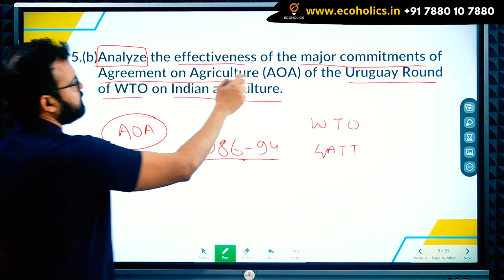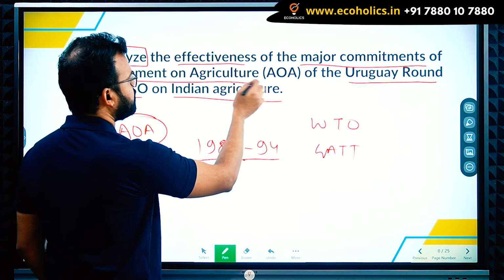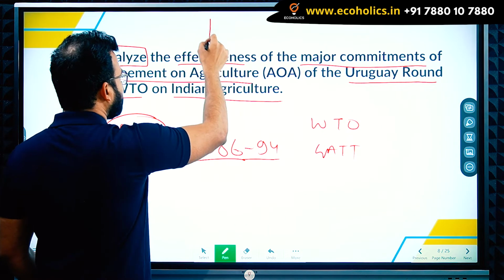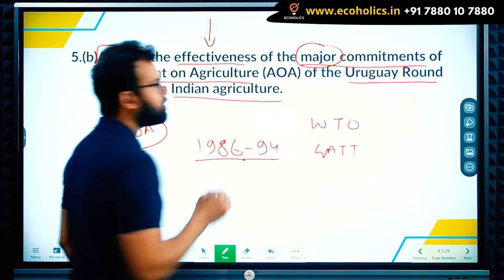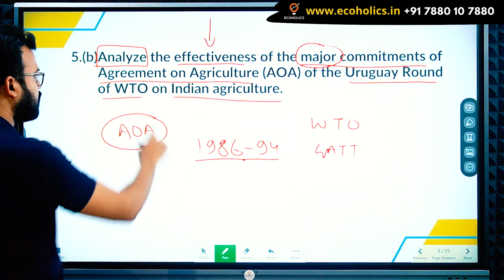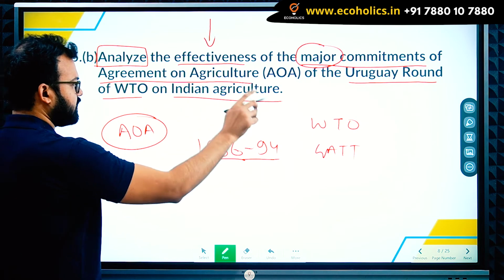Analyze the effectiveness of the major commitments of the Agreement on Agriculture. So what do you have to analyze? Effectiveness of what? Major commitments. So do not write minor commitments. Of this agreement and the Uruguay Round of WTO on Indian agriculture.